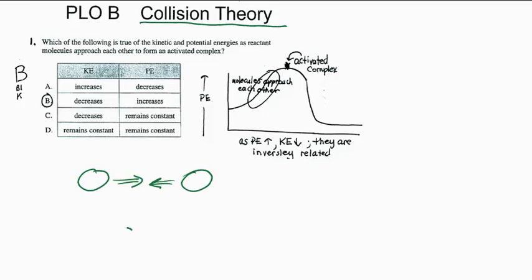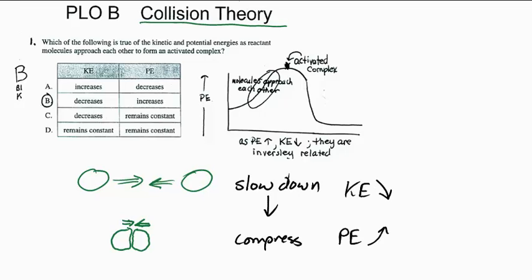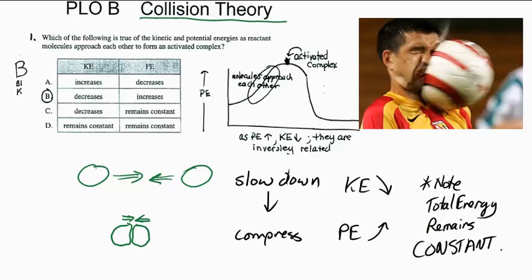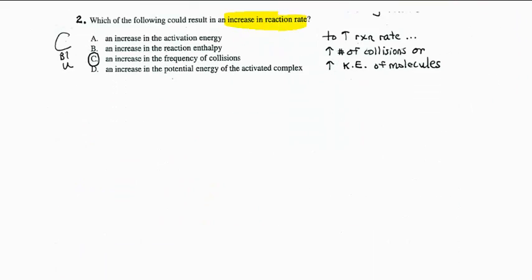Collision theory. Well, we have two particles approaching each other, and as they do, they slow down. And that means the kinetic energy drops. They also compress, storing energy, so the potential energy goes up. Notice the overall energy doesn't change. When the molecules fly apart, the opposite situation occurs.